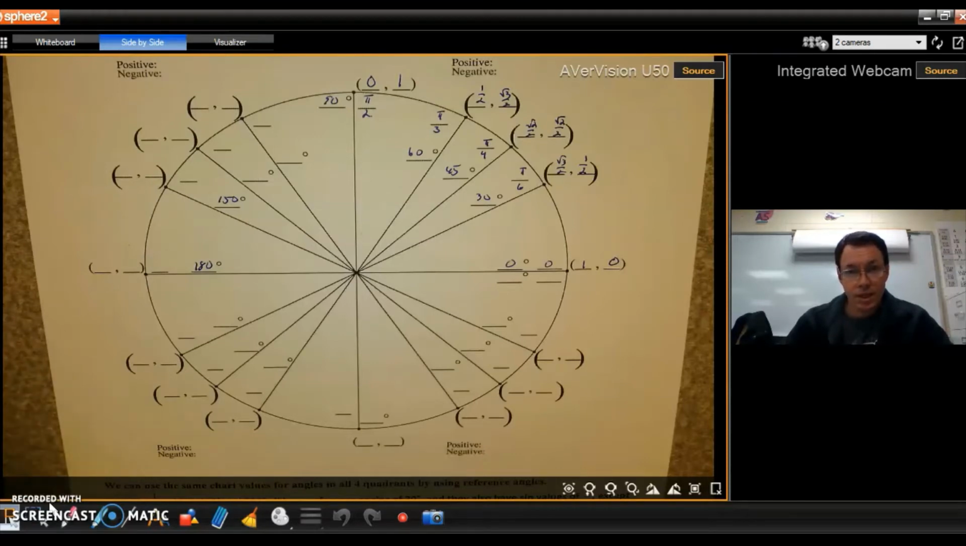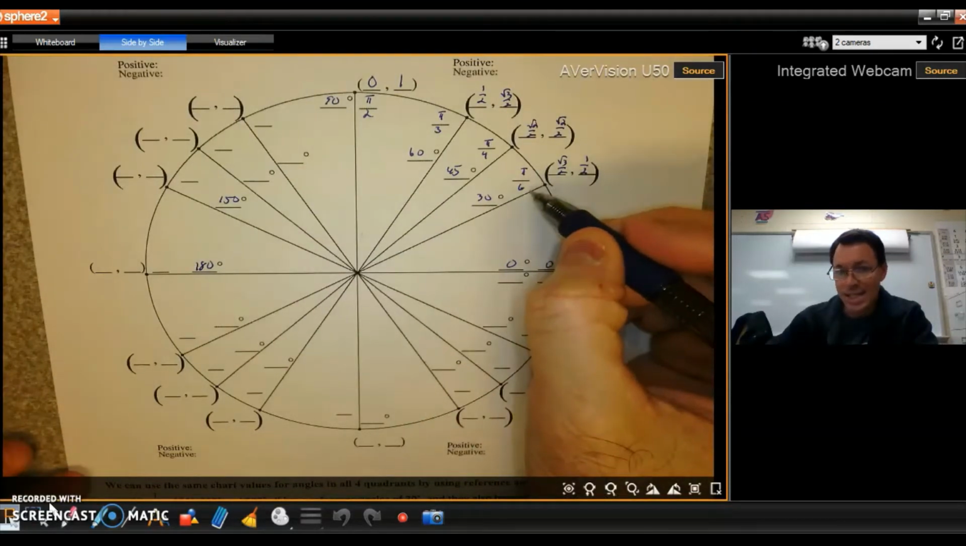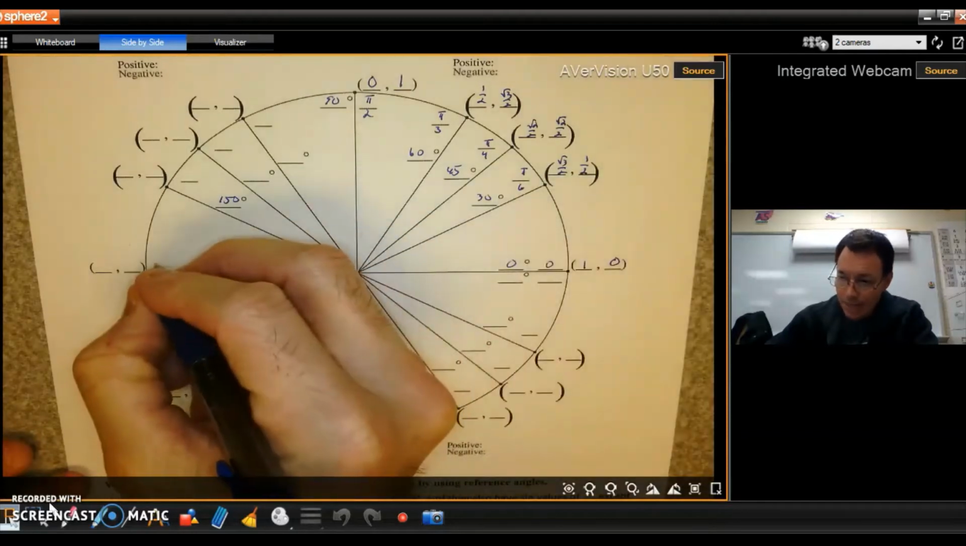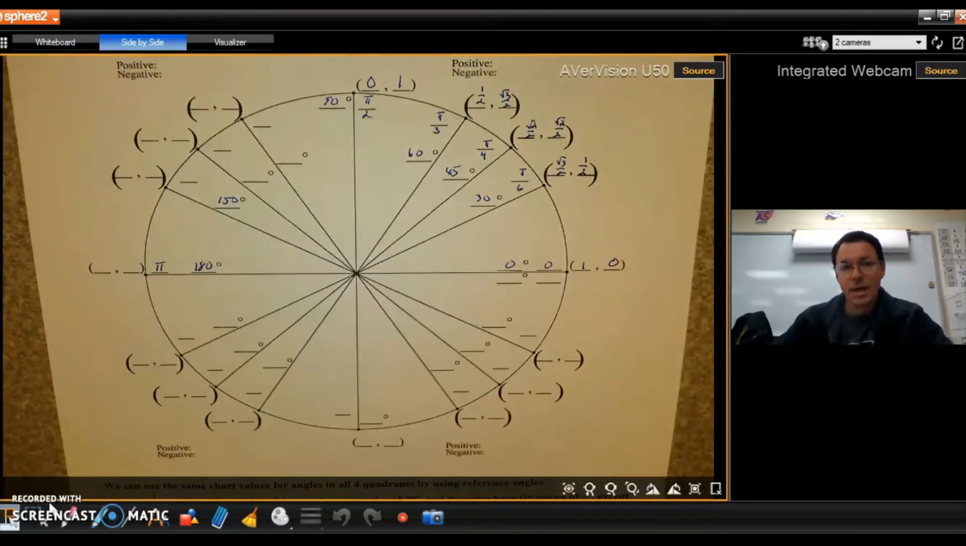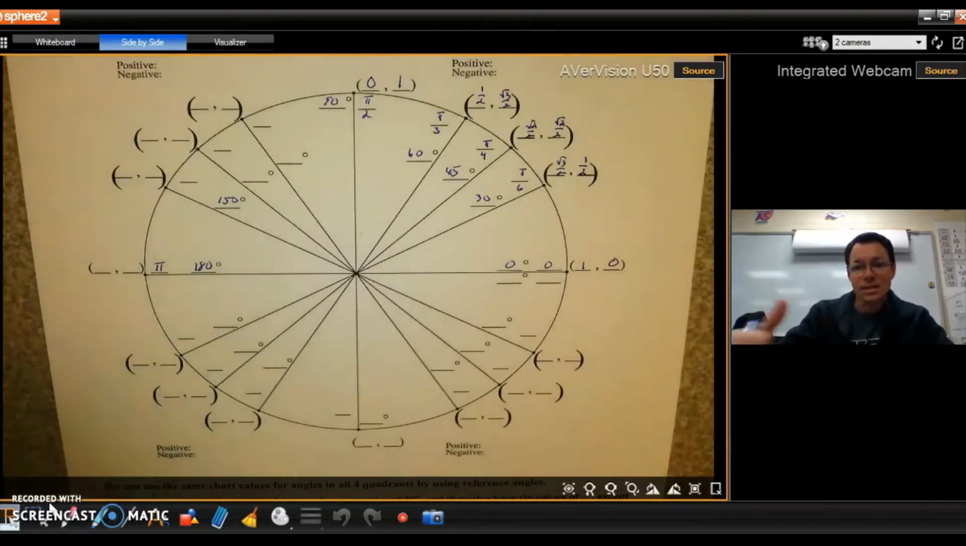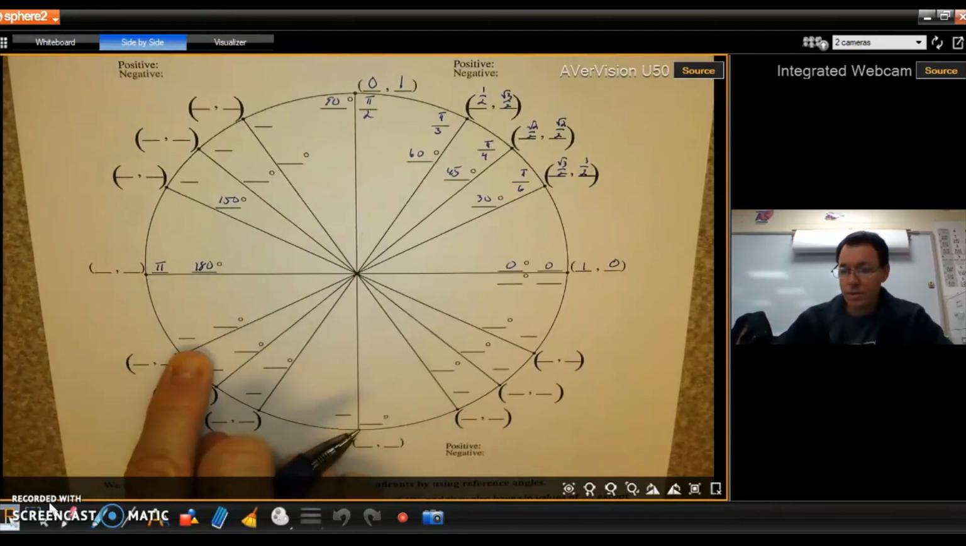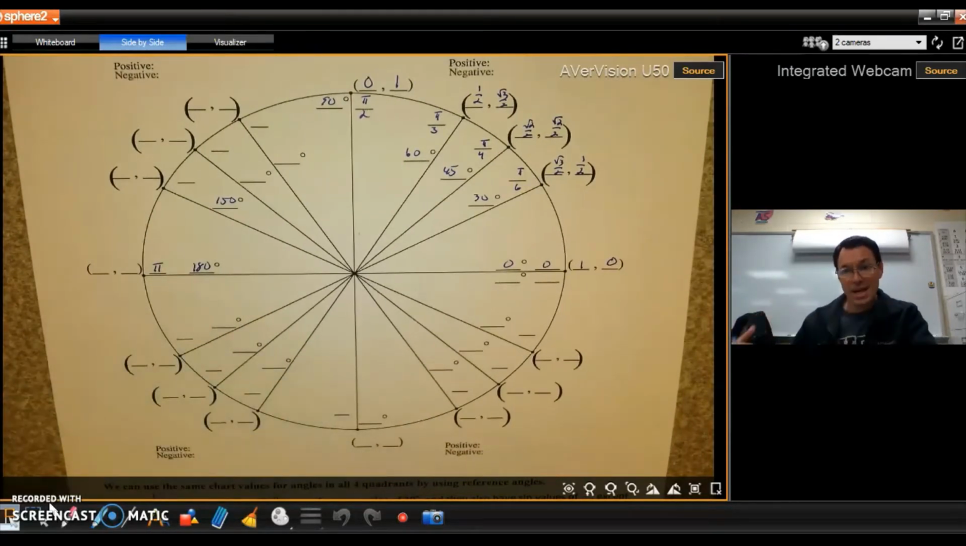See if you can think of the radians. If this is 1/6 and this is pi, think about what being 1/6 less than pi would be. Or down here, this will be 1/6 past pi. So think about what those fractions are going to be. And then lastly, think about these ordered pairs. Again, think in terms of symmetry.